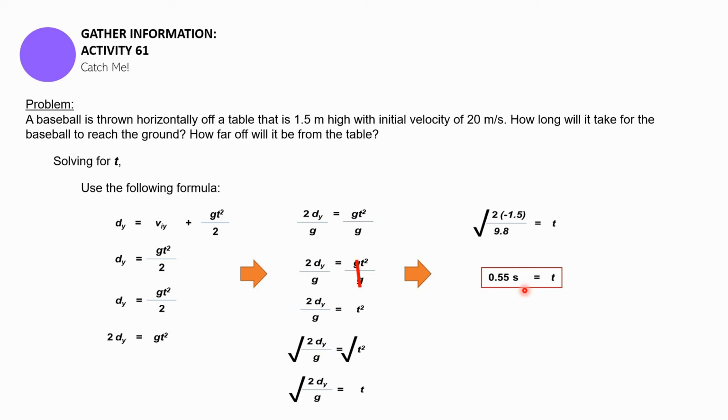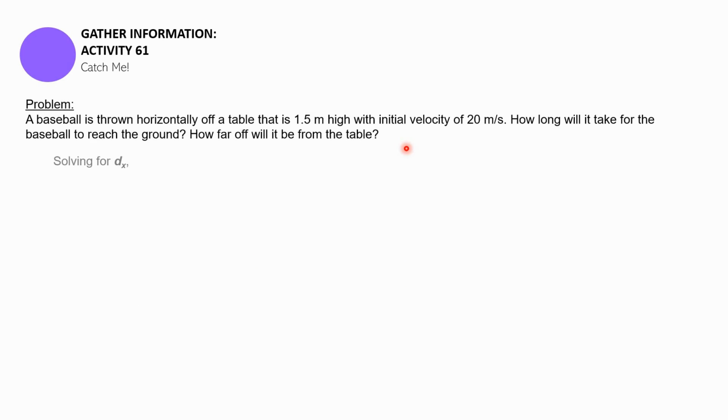But we're not yet through. We still need to look for how far off it will be from the table. So in 0.55 seconds, how far off will it be from the table? The formula we'll be using will be the following. So distance x, which is the missing factor, is going to be equal to the product of Vix, the initial velocity along the horizontal, multiplied by time, which we just got, 0.55 seconds.